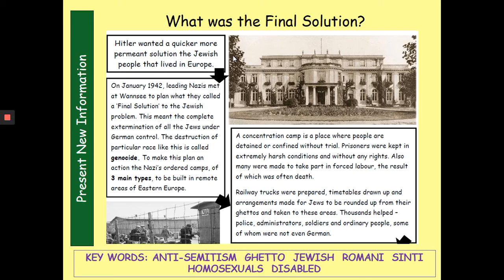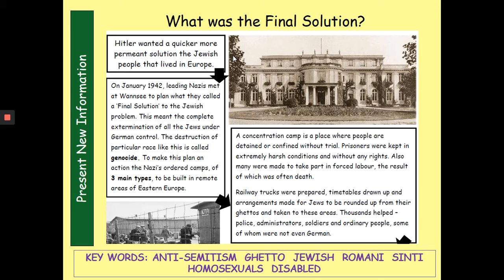To make this plan an action, the Nazis ordered camps of three main types to be built in remote areas of Eastern Europe. A concentration camp is a place where people are detained or confined without trial. Prisoners were kept in extremely harsh conditions and without any rights. Also, many were made to take part in forced labor, the result of which was often death, so that they'd often be worked to death in these forced labor camps.